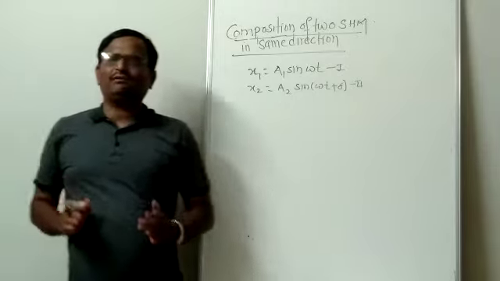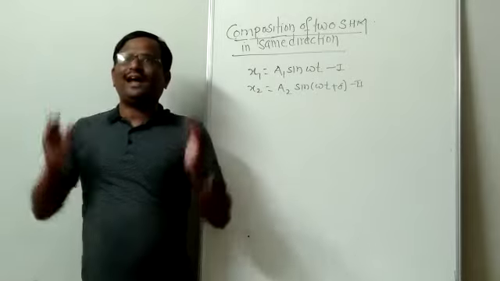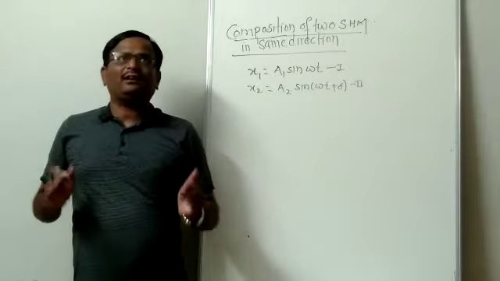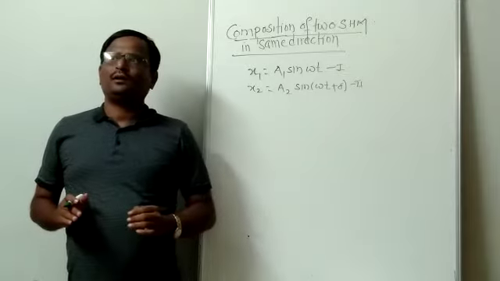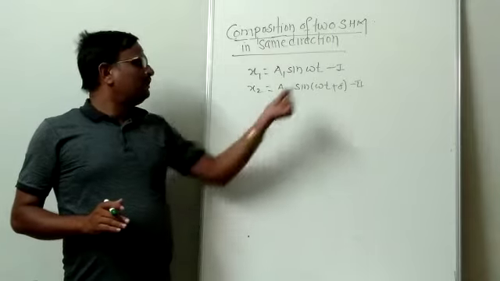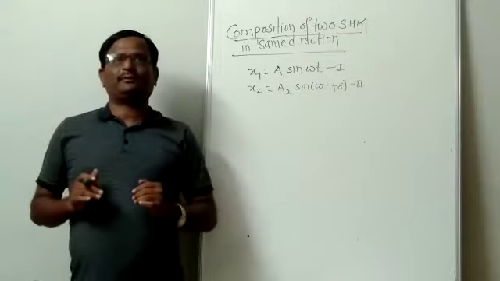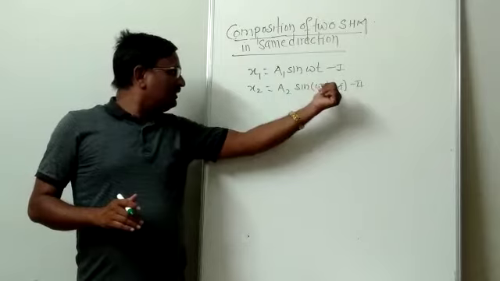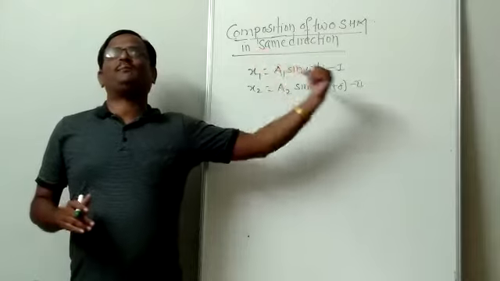What I have written are two equations of SHMs. The first equation is x1 is equal to A1 sine omega t. The second equation is x2 is equal to A2 sine omega t plus delta. Here, the amplitudes are different. They have the phase difference delta, but the same frequency.